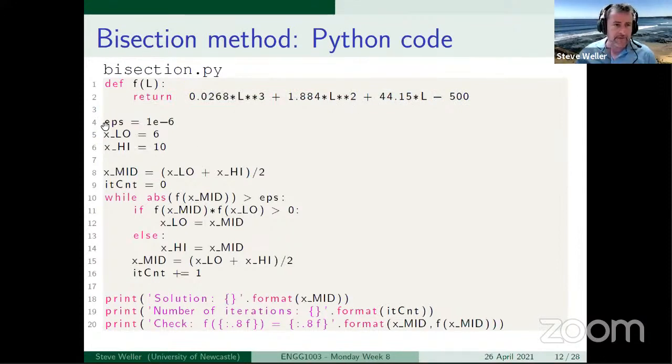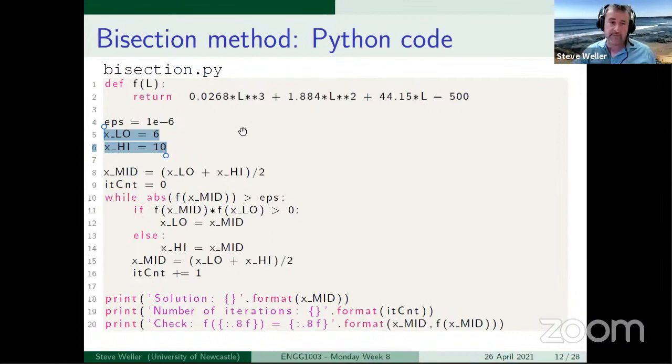We then have in lines 4, 5, and 6, in line 4, the tolerance value. This is the value that we set to a really small number, and we keep iterating until the function value at the midpoint of the bisection algorithm is less than that value in magnitude. X low and X high need to be initialized. These are the two values that we have to choose, one too high and one too low.